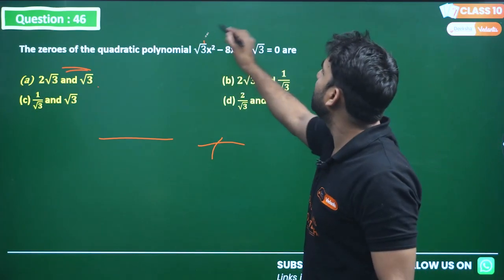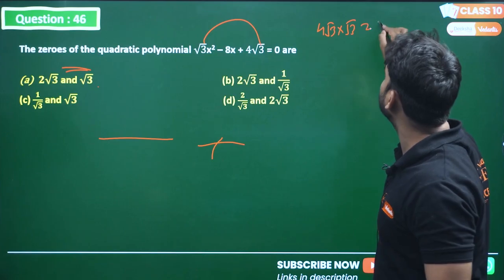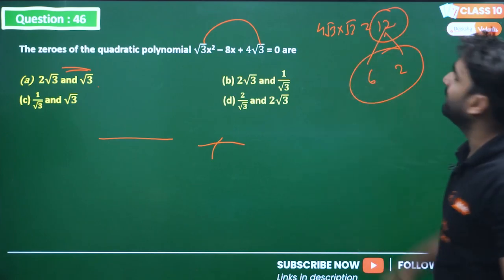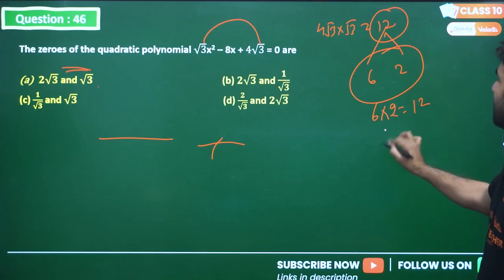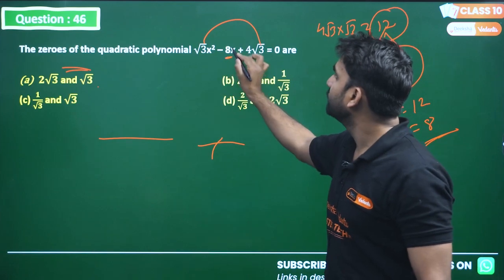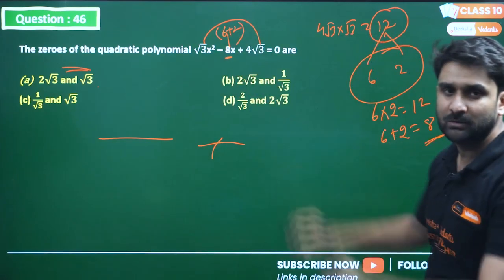Multiply this number. So if we multiply 3 into root 3, we are getting 12 here. And for 12, the factors can be taken as 6 into 2, and 6 into 2 is 12. But when we add these numbers, we are getting 8, and the middle value is 8. So we can write this as 6 plus 2. By the middle term splitting method, we can solve this question.